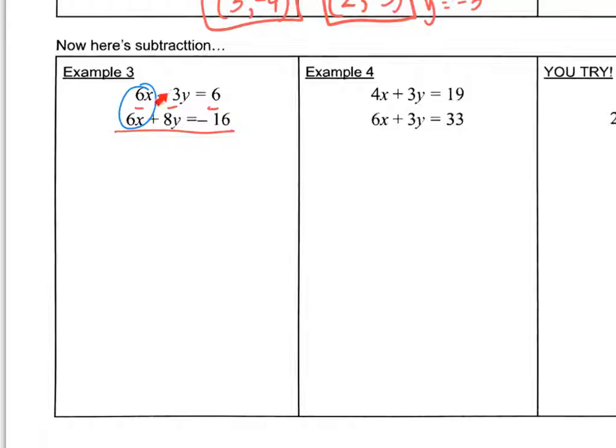Next is negative 3y minus 8y. Feel free to use a calculator if you need to. Negative 3 minus 8 is negative 11. Then we got 6 minus negative 16, which is going to give us a positive 22.